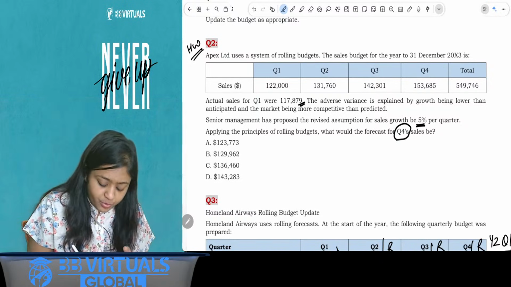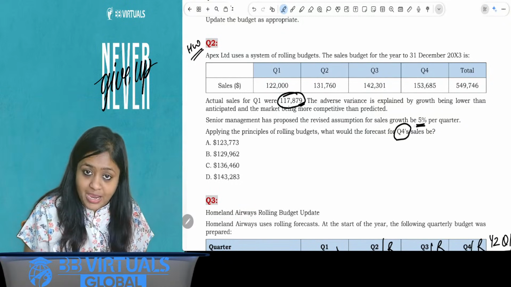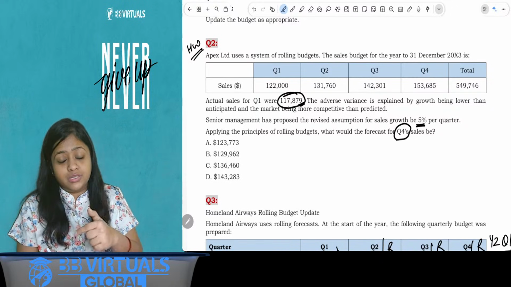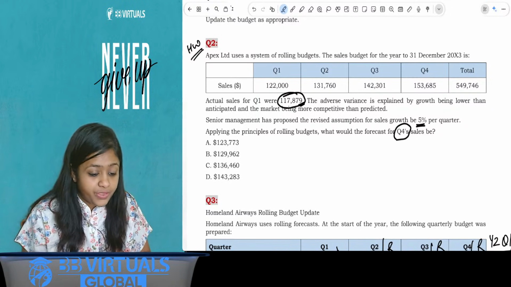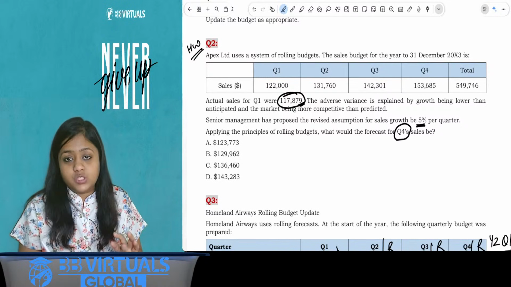Now you know that you have to take the base as 117,879. With this you add 5%, you will get quarter 2. Then add 5%, get quarter 3. Then add 5%, get quarter 4. Anybody would like to answer this? Put your answer in the chat box. What is quarter 4 sales?